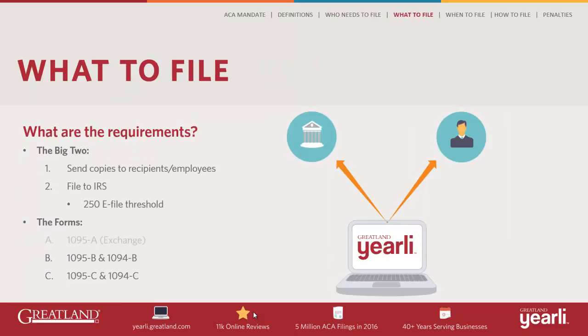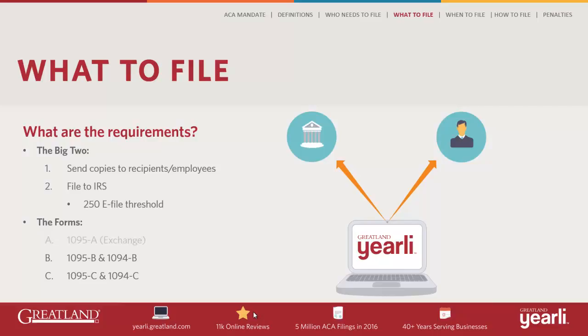Next, I will talk about what to file. For each 1095, you will need to send one copy to the recipient or employee and another copy to the IRS. If you have 250 or more 1095s to file of one form type, you are required to file the 1095s to IRS electronically. There are three 1095 forms.